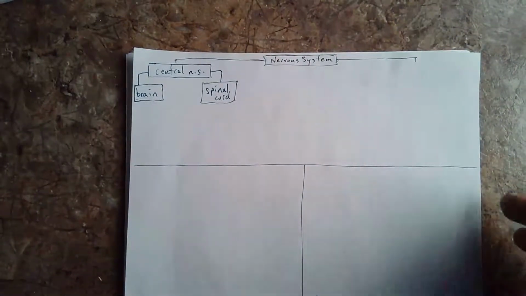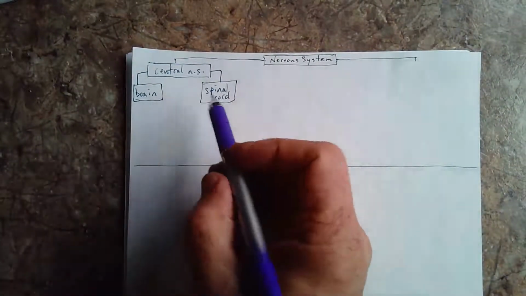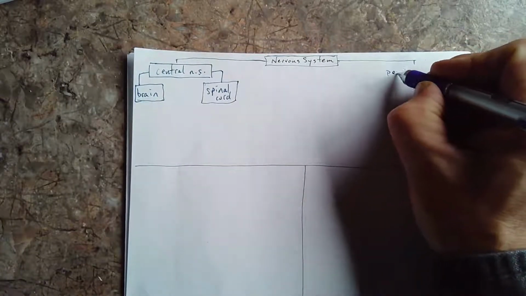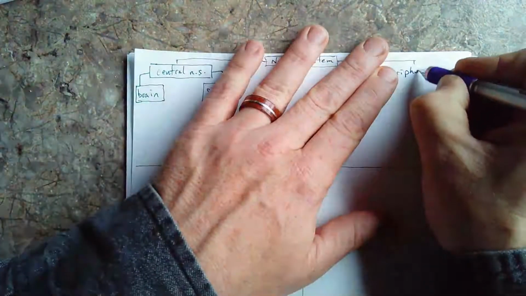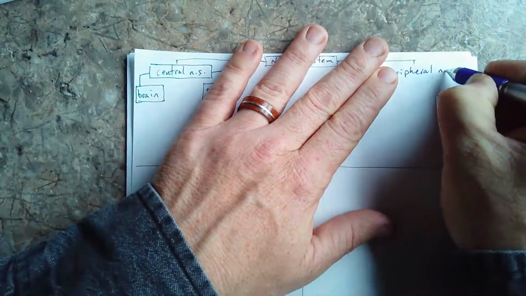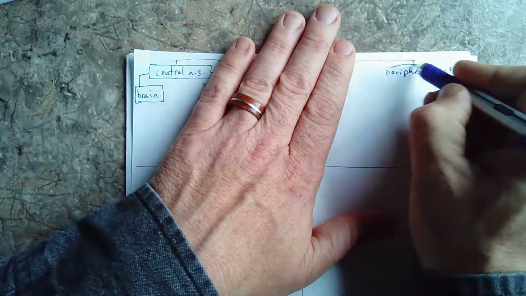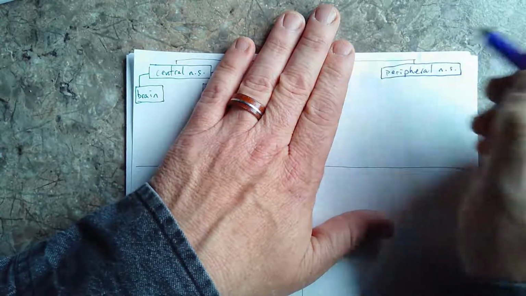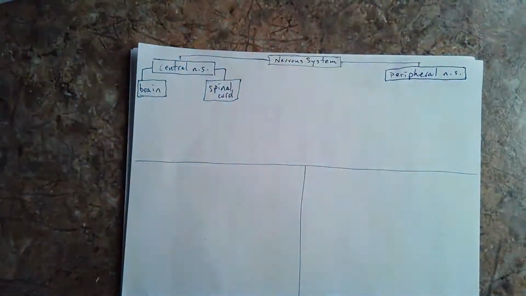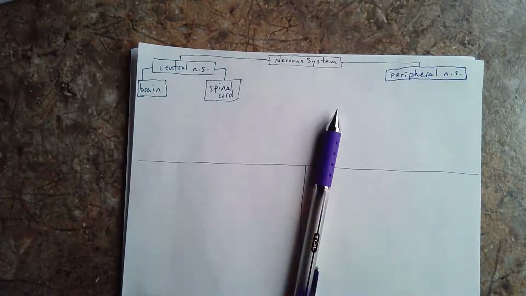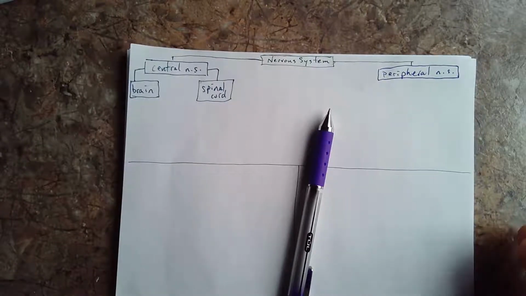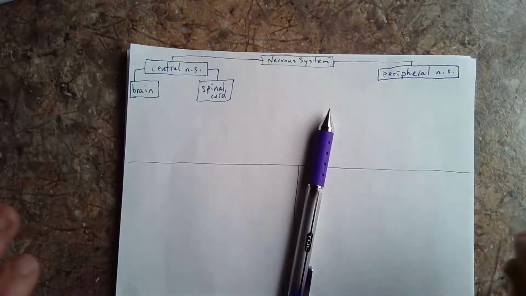Okay, so the other half of the nervous system can be called the peripheral nervous system. So peripheral is a word that you may be familiar with. If you think about your peripheral vision, you've got your main side of vision, and then you've got your peripheral vision, which is everything kind of out to the side. So that's lateral, all the lateral stuff.